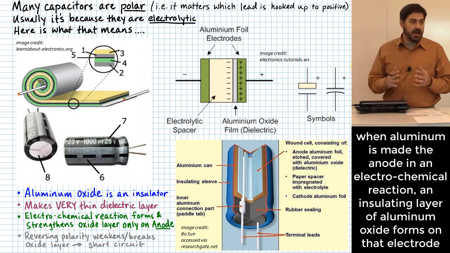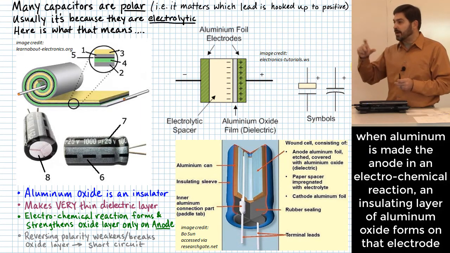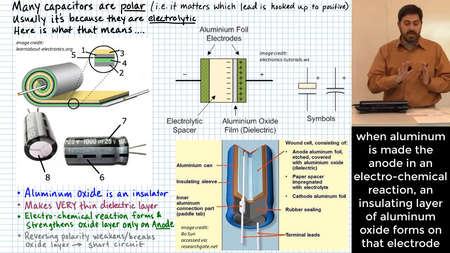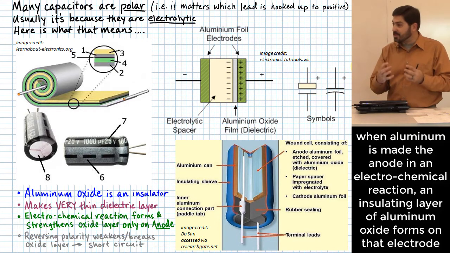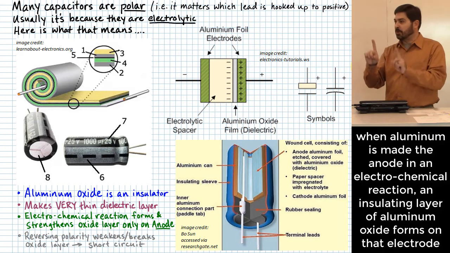And this is why it matters for these electrolytic capacitors what polarity you put on them: when I say the word anodization, that word carries with it this idea of being an electrode that has one of the two polarities.